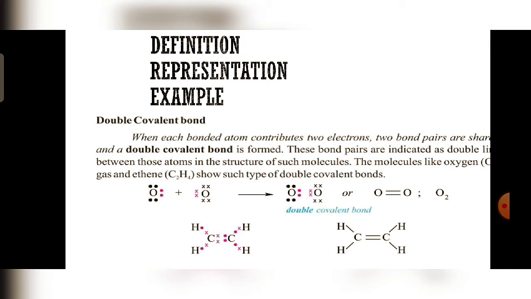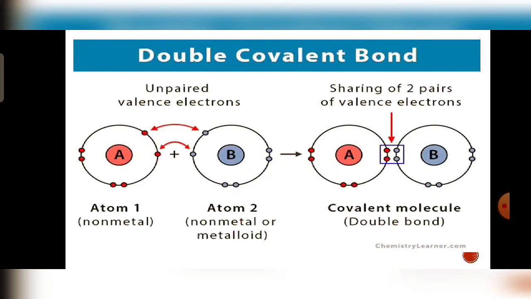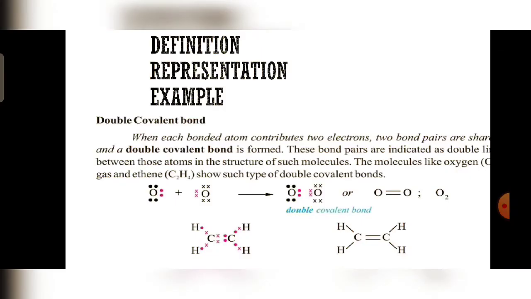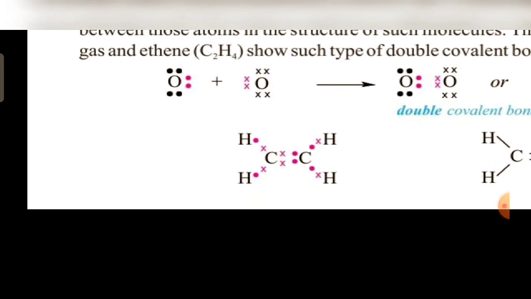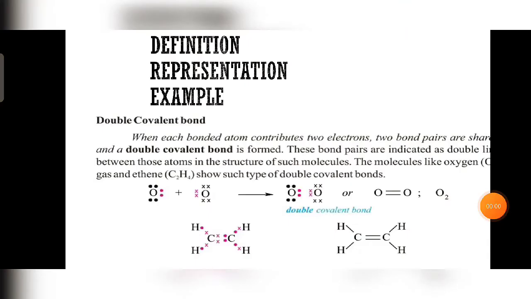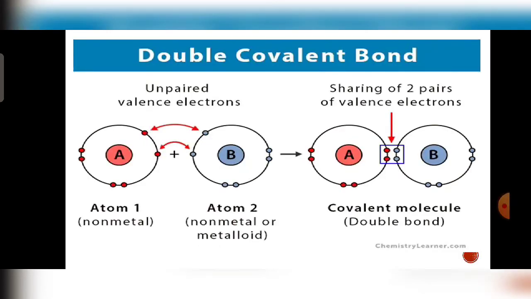Similarly with ethane, you can see here that both carbons have 4 electrons. Dear students, we are talking about the structure of the ethane molecule, and first we will know about the main concept behind the double covalent bond formation.